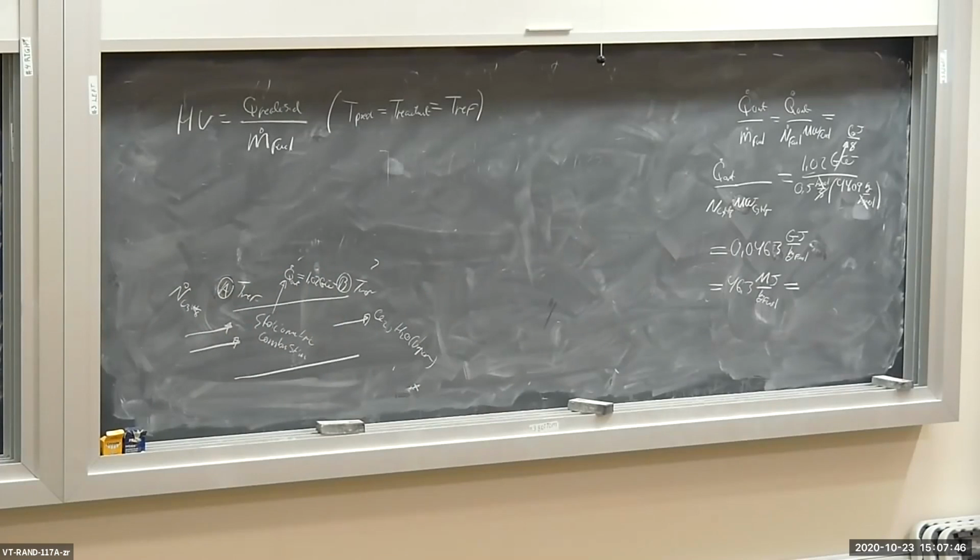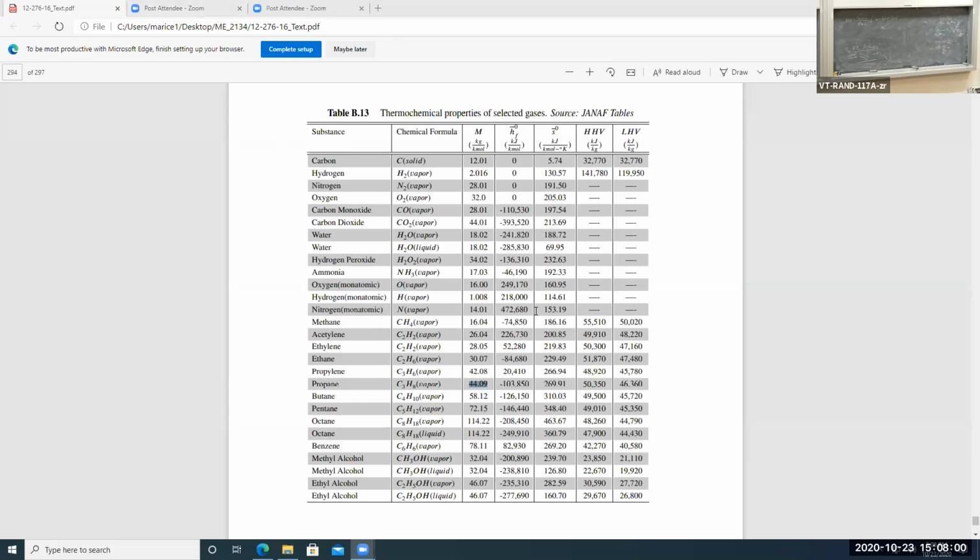Let's look at another quantity in our table B13. Look at the last two columns. Heating value, HV, units, kilojoule per kilogram. What's the H and what's the L for? H refers to higher heating value. L refers to lower heating value. What's the difference? The difference is the state of the H2O in the products.